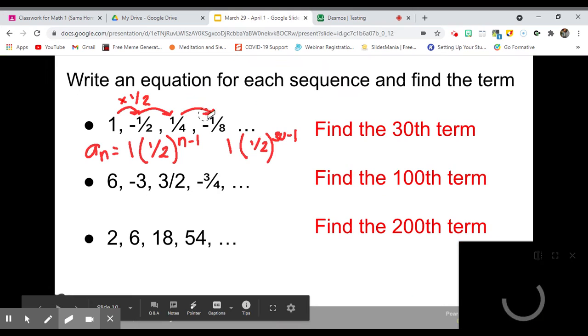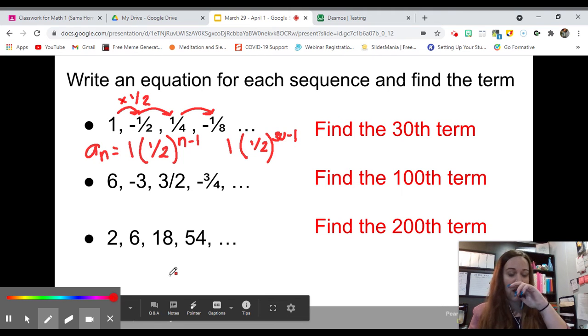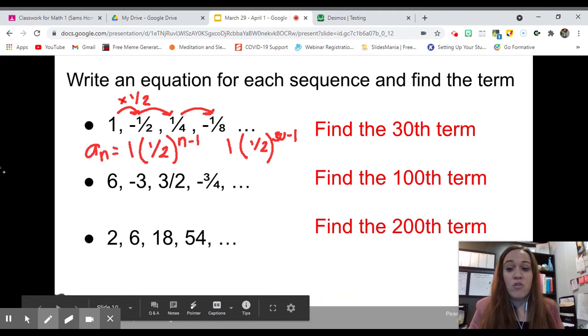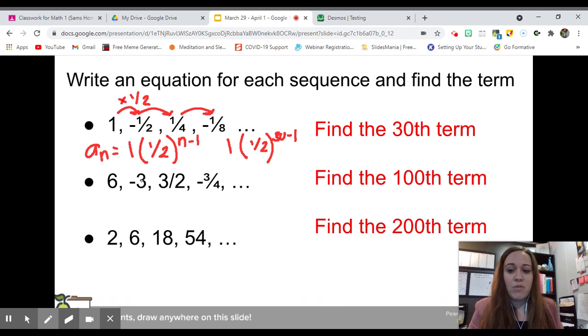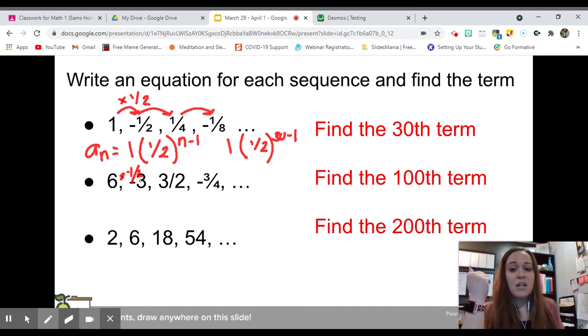And let's go back. So on the very next one here, we are again finding the particular pattern that is happening, and it's asking us for the 100th term. So to go from 6 to negative 3, negative 3 to 3/2, yes, technically we're dividing by 2, but we need to write this as multiplication. And so in this case, we're multiplying by negative 1/2. And I know it was negative because we're going from positive to negative, negative to positive, positive to negative.